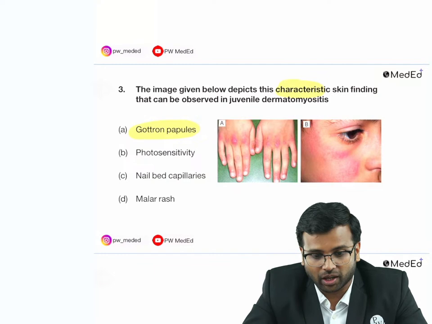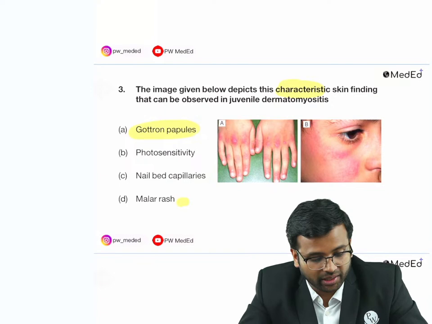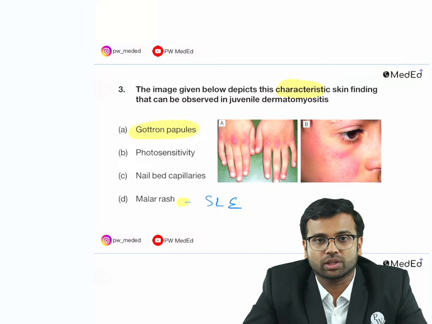Now where do you find this malar rash? It's a very simple thing. Malar rash is seen in SLE, isn't it? With the sparing of the nasolabial fold, the malar rash can be seen in SLE. So now let's move to the next question.